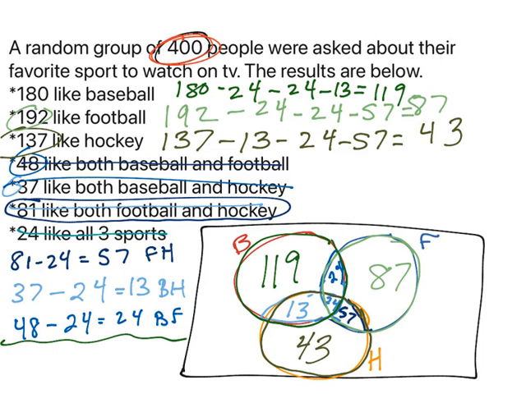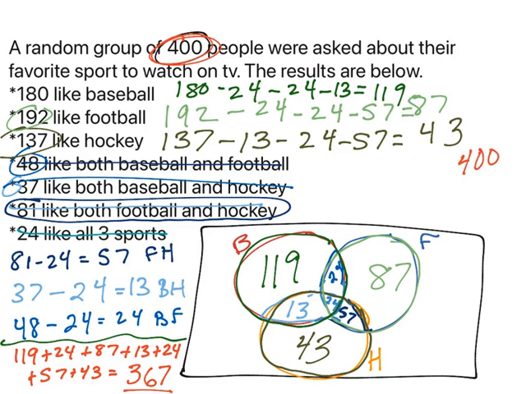How many people have we accounted for? Well, if I add up every number in there, so 119 plus 24 plus 87 plus 13 plus the other 24 plus 57 plus 43, right, there should be 7 numbers. I end up with 367. So we have 367 people accounted for. Well, if I surveyed 400 and we have 367, that means 33 people said, nope, I don't like to watch any of these sports on TV.